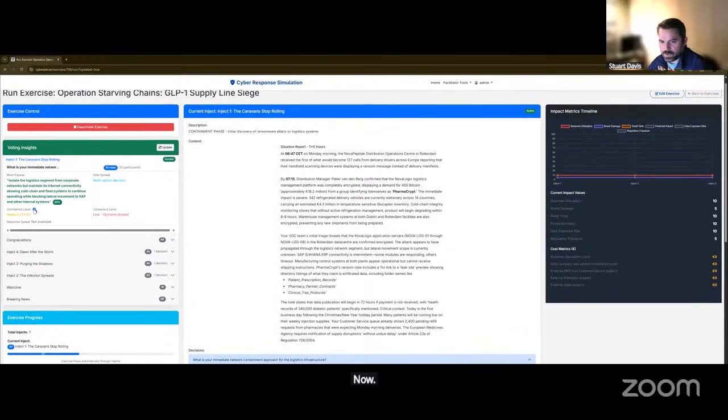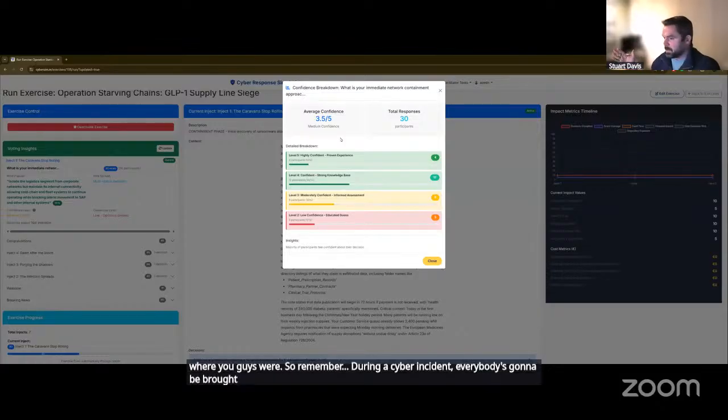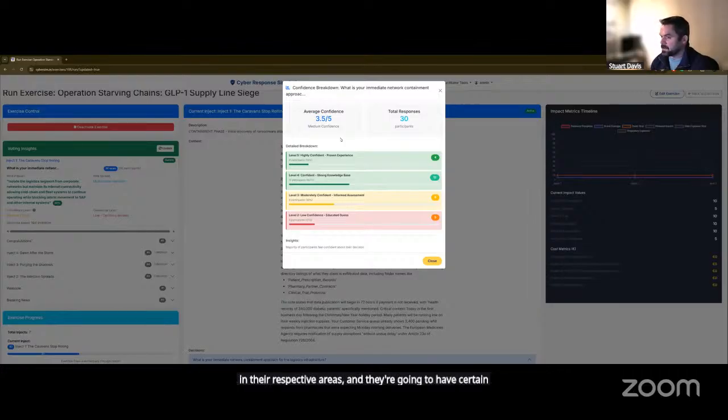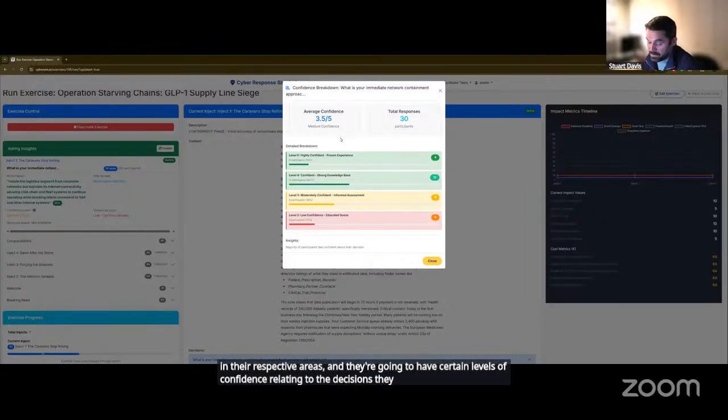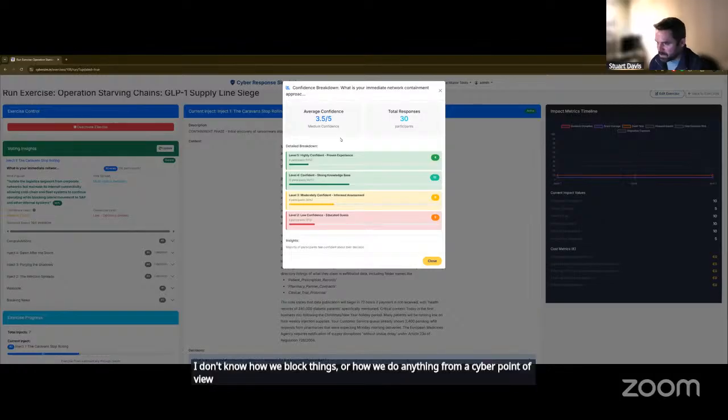Now, the interesting thing was around the confidence level. So we see the 30 respondents, but we see where you guys were. Remember, during a cyber incident, everybody's going to bring a certain level of background in their respective areas, and they're going to have certain levels of confidence relating to the decisions they want to take. It's a very valuable metric for us to be aware of, because it not only reflects that they may not have the experience, but it may actually just be, I don't know how we do this in this company. I don't know how we block things or how we do anything from a cyber point of view. So it may just be an awareness and knowledge thing.